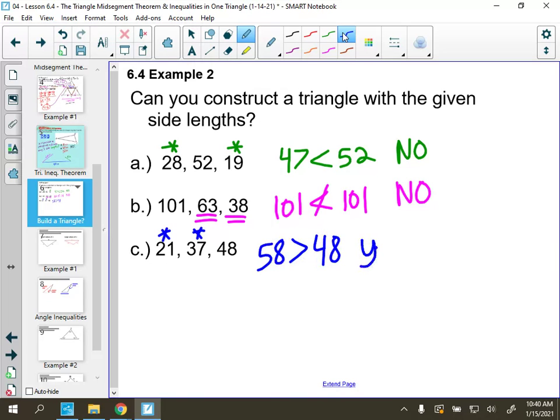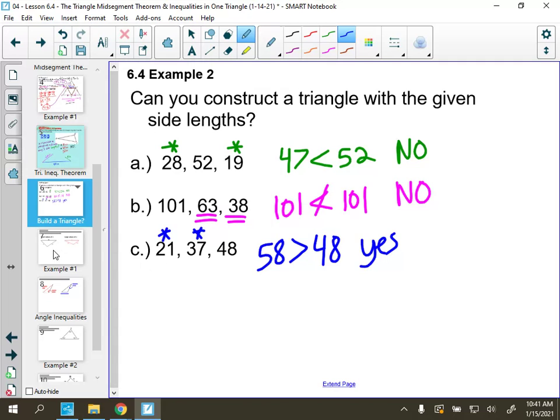So this is the only one that we're seeing where it is possible that we could construct a triangle. Kind of a simple concept once we see it laid out like that, as far as making sure that your two short sides add up to be longer than your third. So that's an example of a type of problem that goes along with this triangle inequality theorem.